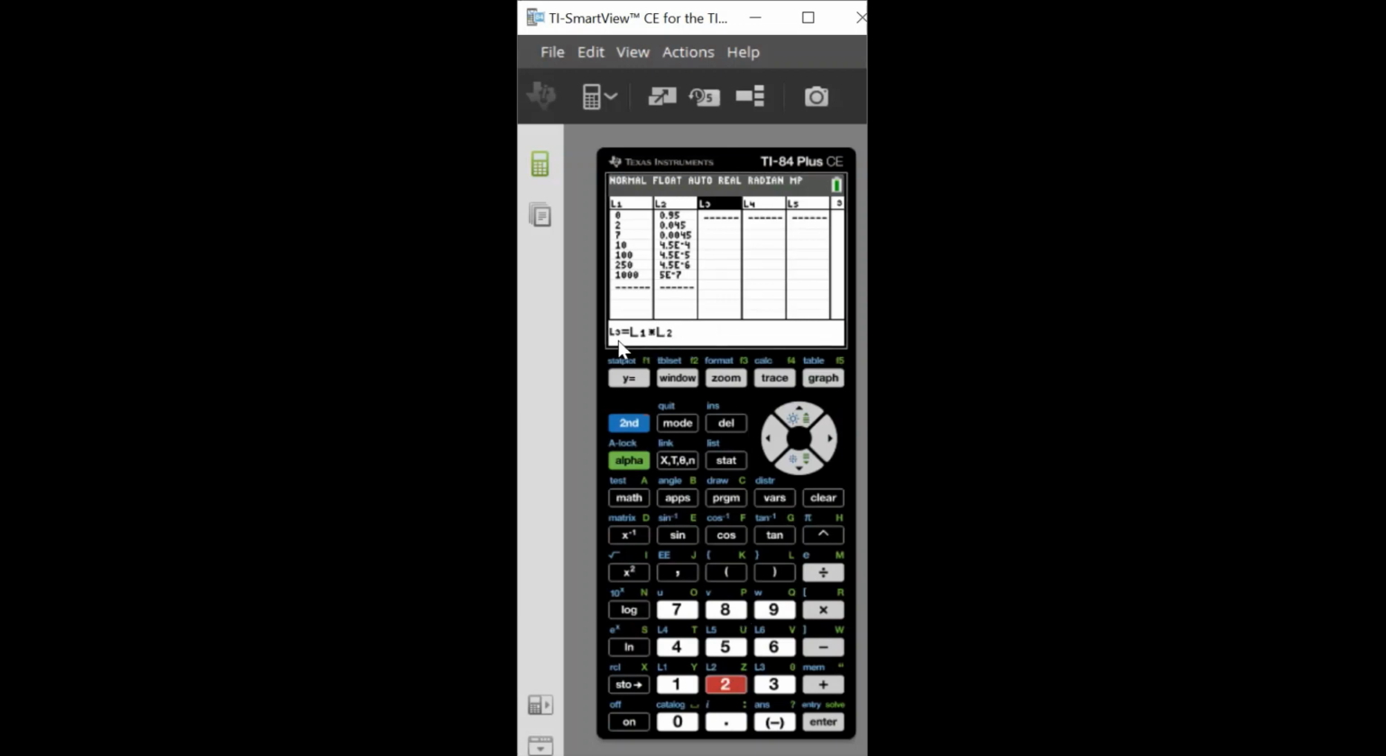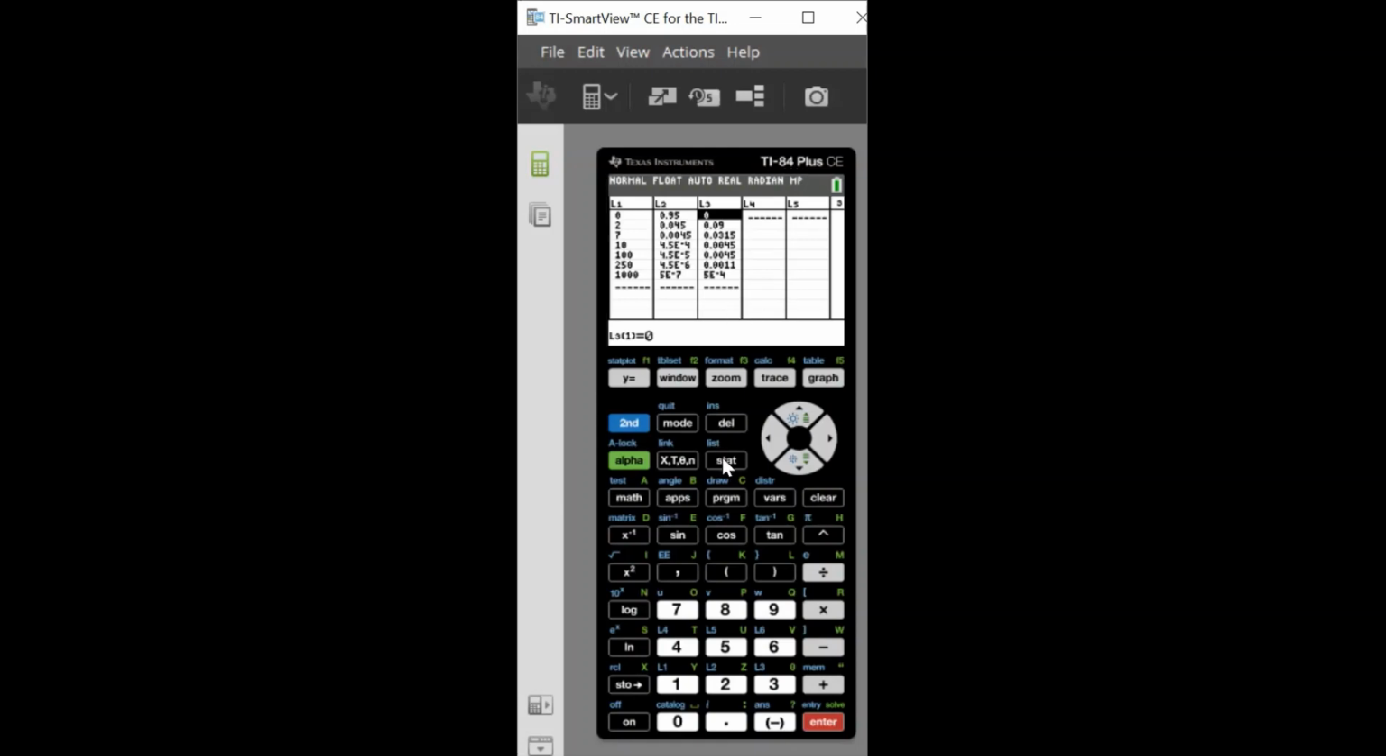Now, look at this equation again. L3 equals L1 times L2. I will hit enter. Now you can see that the list L3 has the products of entries in L1 and L2. The mean of the dataset is the summation of all the numbers in L3. That means I have to run descriptive statistics for the data in L3 and take the summation. Or in other words, I have to select sigma x for the entries in L3.